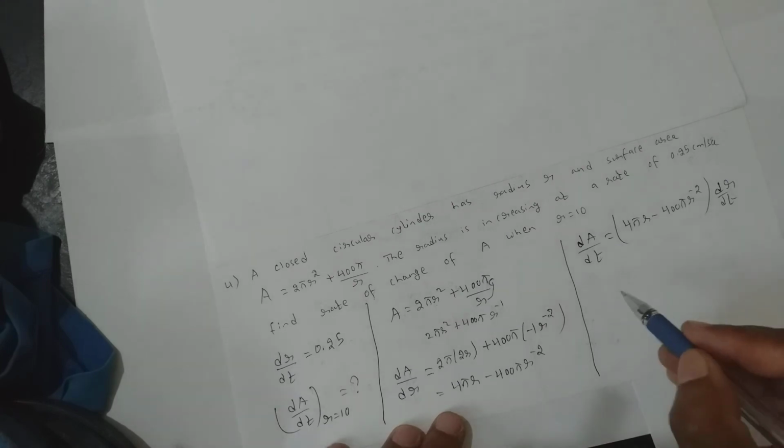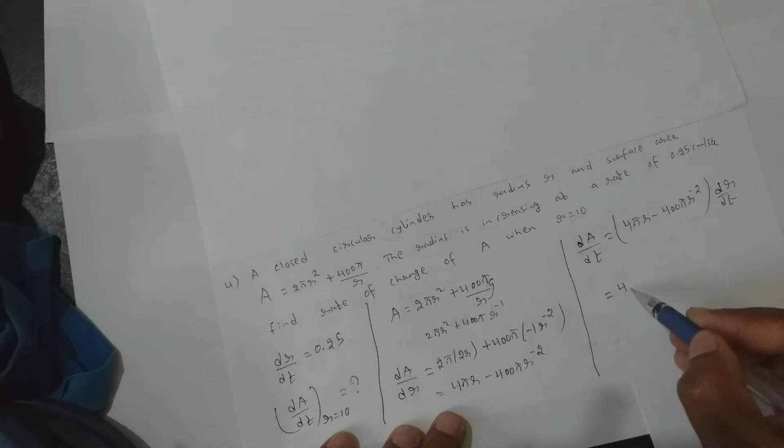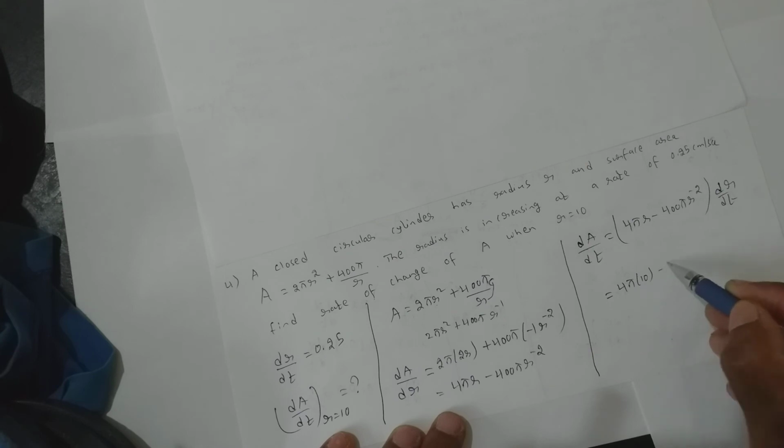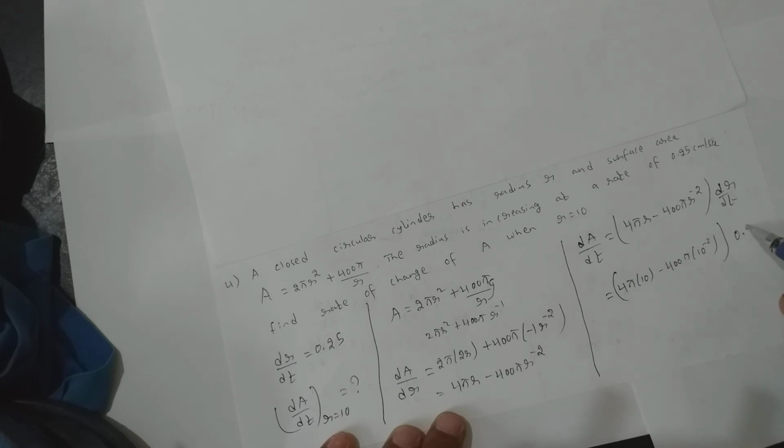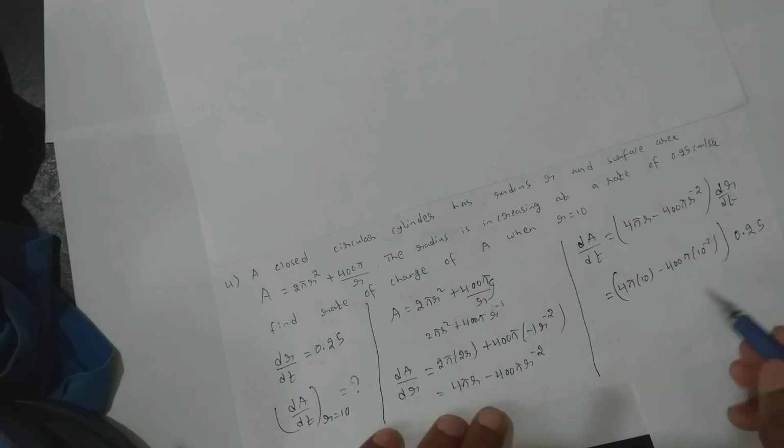Now what do I need to find? dA by dt when r is 10, so it is 4 pi into 10 minus 400 pi into 10 power minus 2. And dr by dt is given to be 0.25. Simplify this, the answer I get is 9 pi. So that is the rate of change of A when given value for r is 10. Am I clear with the question?